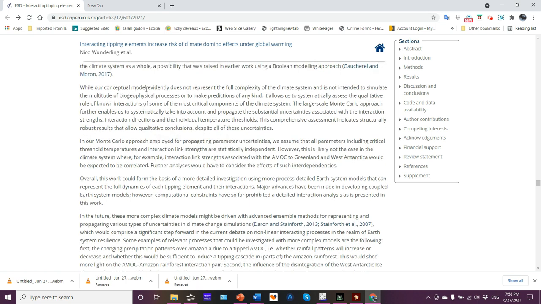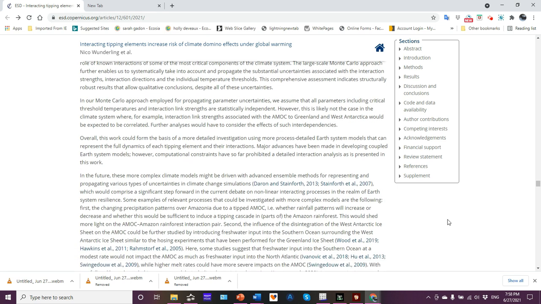While a conceptual model evidently does not represent the full complexity of the climate system, is not intended to simulate the multitude of biogeophysical processes or to make predictions of any kind, it allows us to systematically assess the qualitative role of known interactions of some of the most critical components of the climate system. The large-scale Monte Carlo approach further enables us to systematically take into account and propagate the substantial uncertainties.